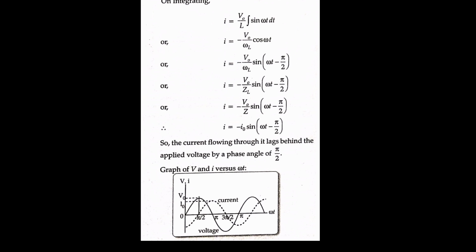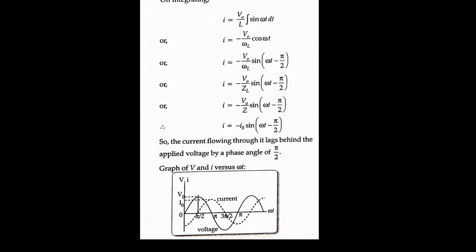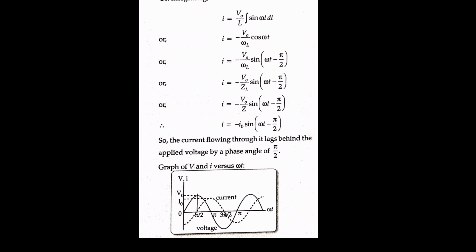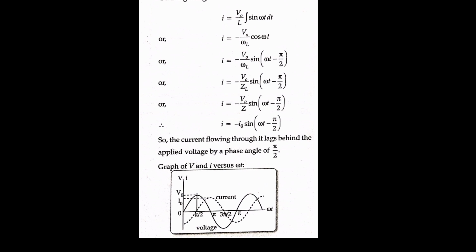So we can write it as I is equal to minus V0 by omega L into sin omega t minus π/2, because this cos we have to convert into the form of sin. Okay, so cos omega t is equal to sin omega t minus π/2. So the equation becomes I is equal to minus V0 by ZL, ZL is the inductive reactance, into sin omega t minus π by 2. So I is equal to minus V0 by Z into sin omega t minus π by 2. So that means I is equal to minus I0 sin omega t minus π by 2, right?